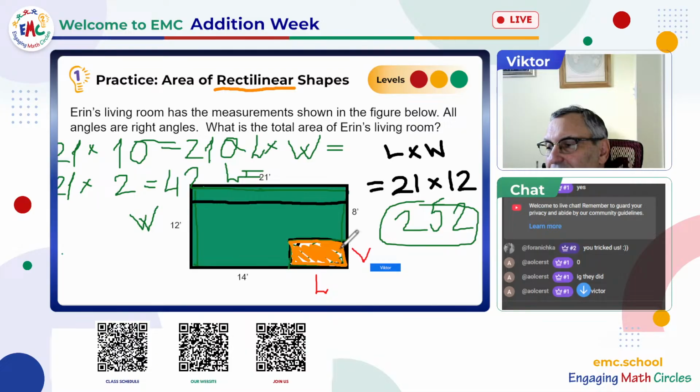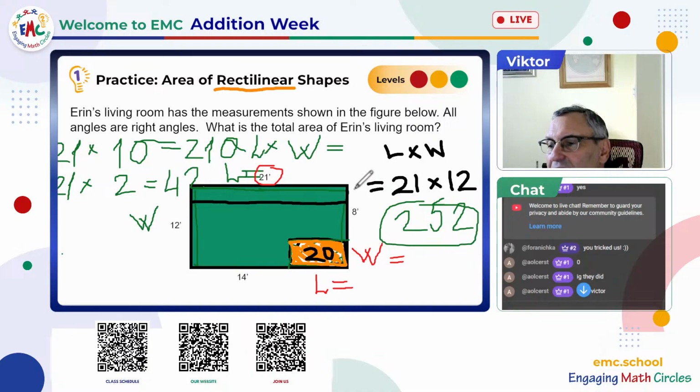Someone says 232 maybe for the final answer. So they think this might be 20. Yeah, maybe. I didn't calculate it yet. So what are our lengths? Well, we have to know this side is 12, right?